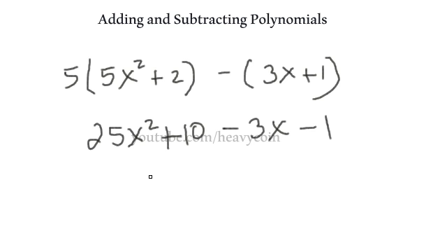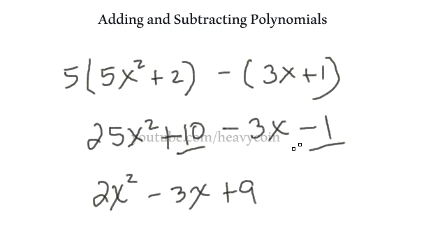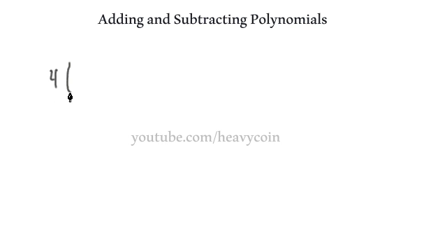Now we want to collect up all the like terms. The only like terms we have are this plus 10 and the minus 1 here. Remember, we want to write our answer in standard form. That's going to become plus 9. So as you can see, after simplifying this down, we get 5x squared minus 3x plus 9.